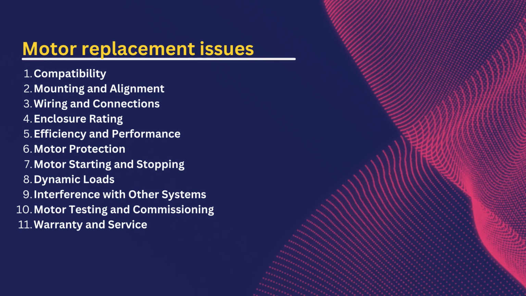Seventh is motor starting and stopping. If the replacement motor requires a different starting or stopping method, adjustments may be necessary to ensure smooth operation and prevent excessive wear. Eighth is dynamic loads. In applications with dynamic loads or varying torque requirements, the new motor should be capable of handling these conditions to prevent issues like motor stalling or overheating.